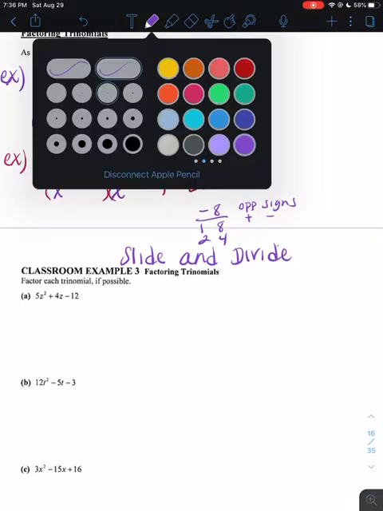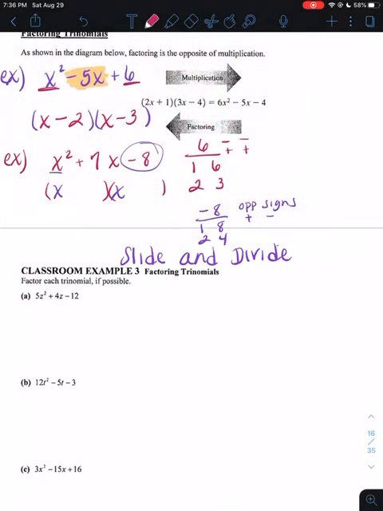and that would be the 8 and the 1. The 7 is positive, so you want your bigger number to be positive. So you'll want the 8 to be positive, and the 1 to be negative. So negative 1, positive 8. When you check it, negative 1 times a positive 8 is negative 8, and negative 1 plus 8 gives you the positive 7.